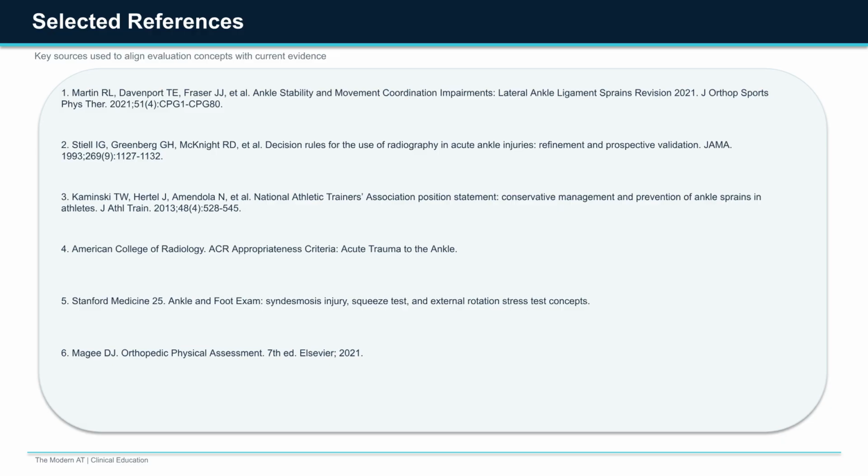These references support the ankle evaluation concepts in this lecture, including lateral ankle sprain management, Ottawa Ankle Rules, referral decisions, syndesmosis screening, and orthopedic examination procedures. Use them to review test accuracy, clinical practice guidelines, imaging criteria, and return to activity principles. Evidence-informed care means connecting the literature with the athlete's mechanism, symptoms, exam findings, safety concerns, and sport demands.